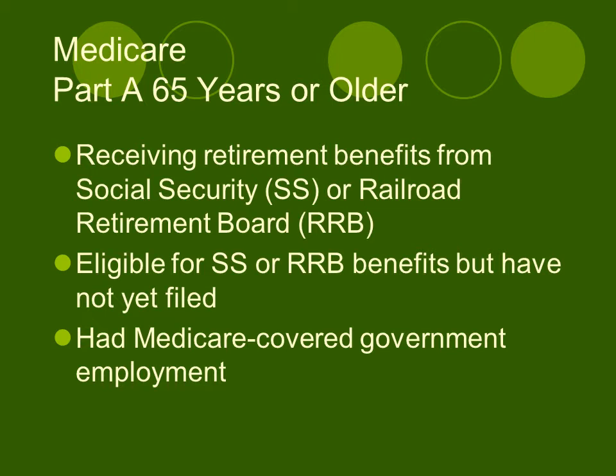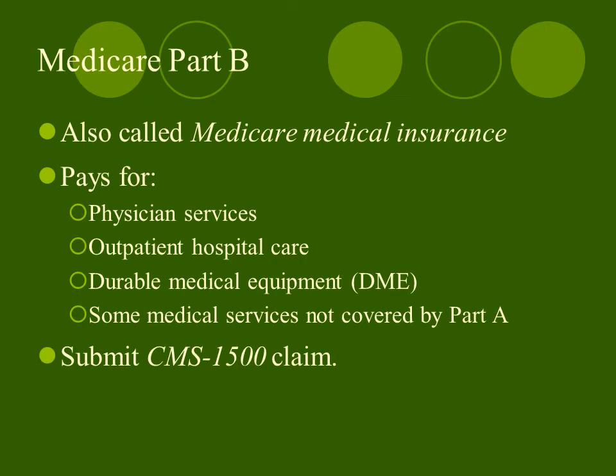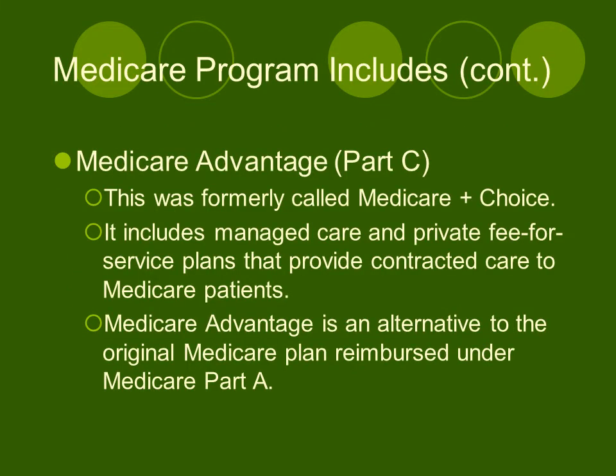Medicare Part A is, of course, for individuals 65 and older and those receiving Social Security or railroad benefits. And of course, it is a government program. Part B is also called Medicare medical insurance. This is the part of Medicare that takes care of outpatient services. Those are your physician services, your outpatient hospital services, your medical equipment, and any other services that are not covered by your Part A. It usually requires the CMS 1500 form.